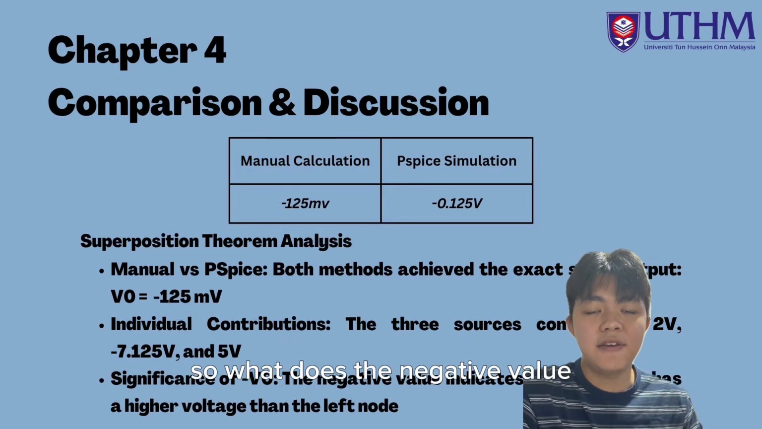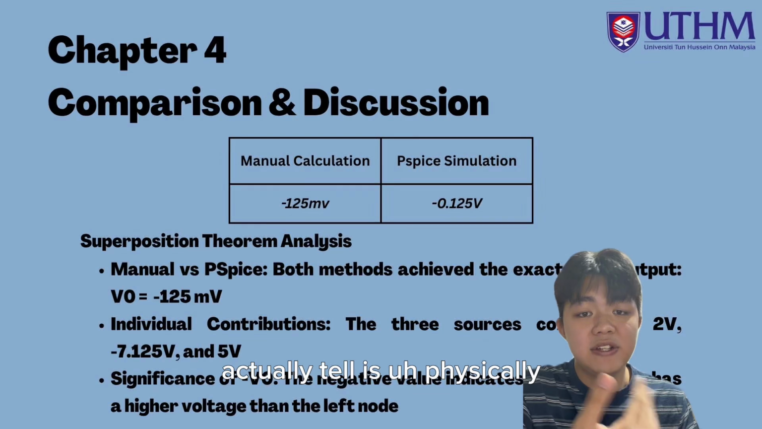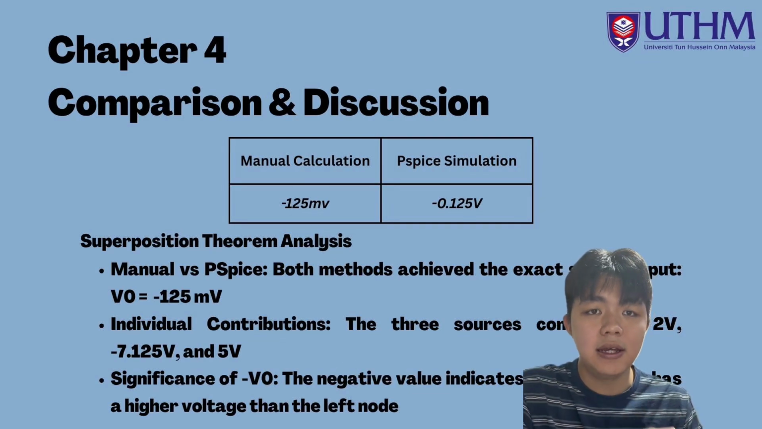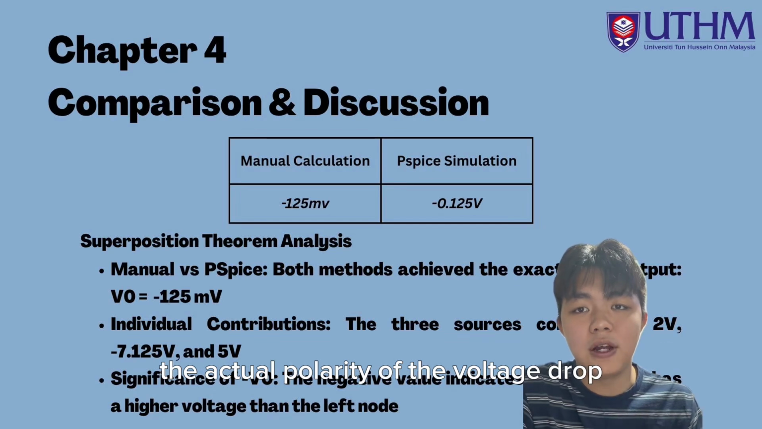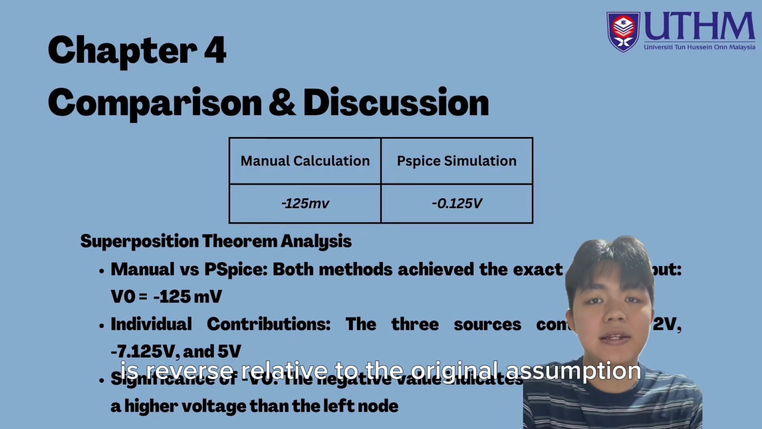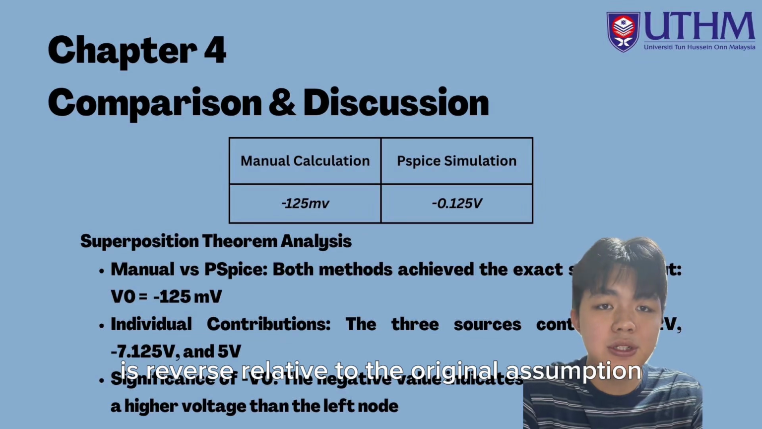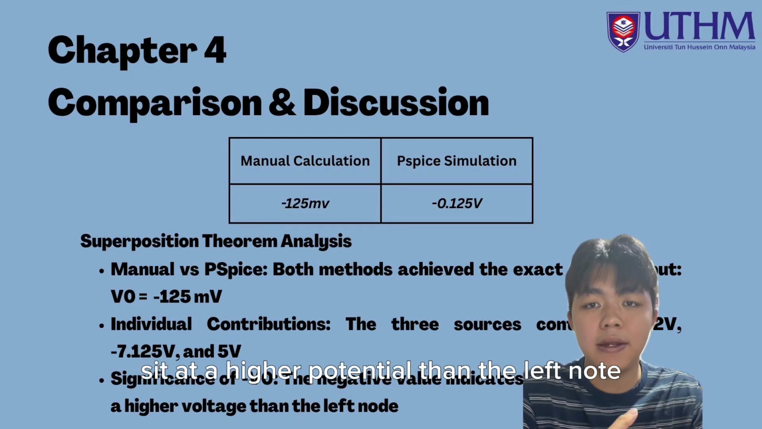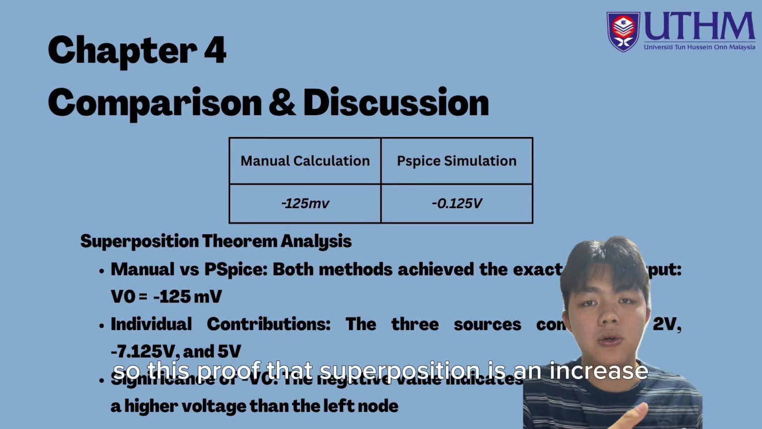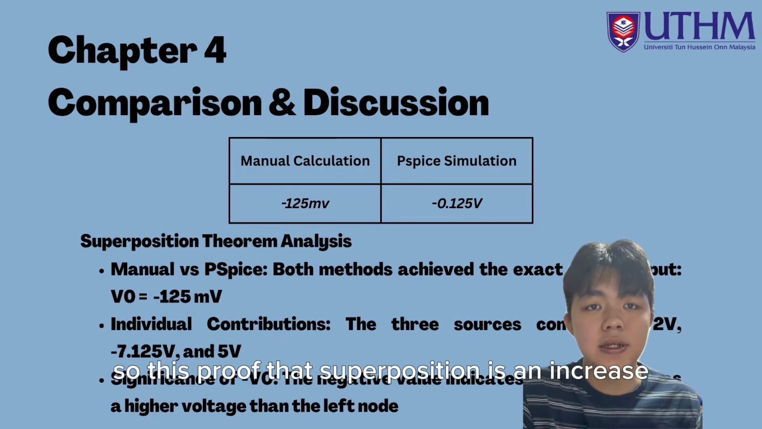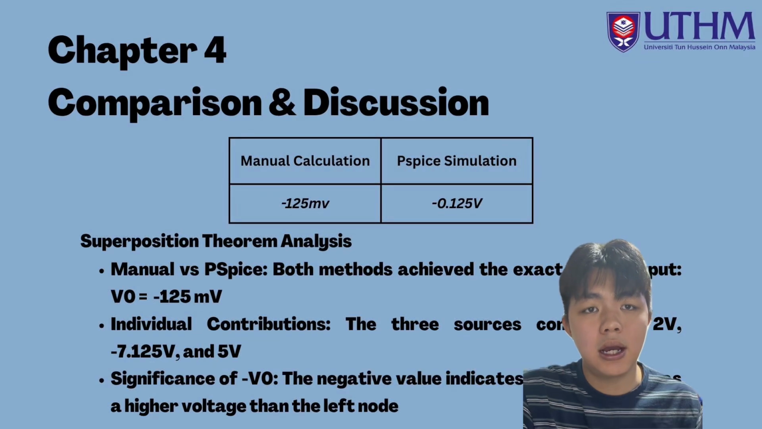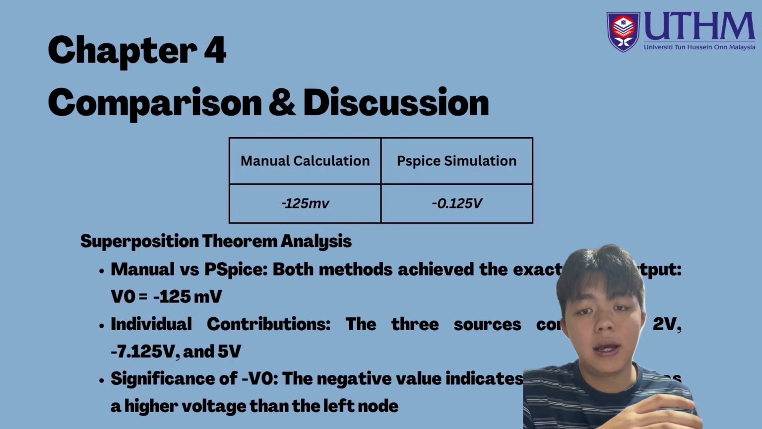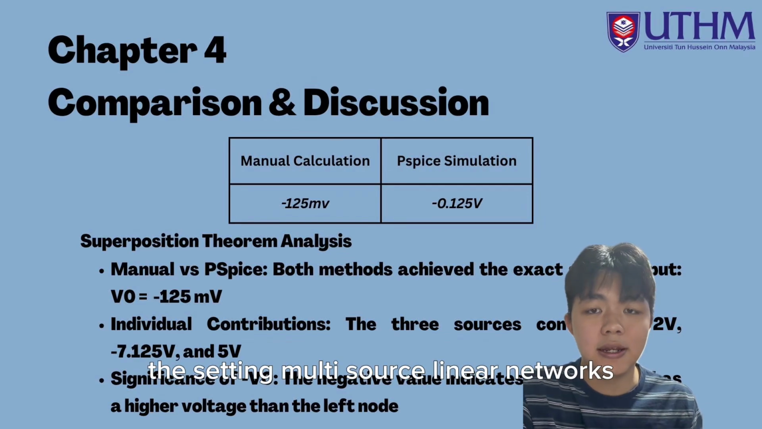So what does the negative value actually tell us physically? It signifies that the actual polarity of the voltage drop is reversed relative to the original assumption, and the right node sits at a higher potential than the left node. So this proves that superposition is an incredibly accurate and reliable tool for dissecting multi-source linear networks.